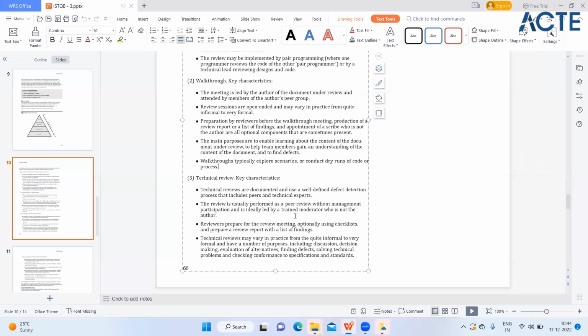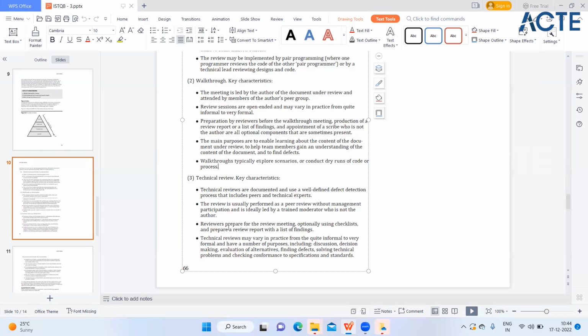So here in this technical review, mainly the review is usually performed as a peer review without management participation and is ideally led by a trained moderator who is not the author. So who's that? If it is not the author, it will always be a review leader. Okay, so they have just confused us, but we have to remember that in the technical review, a review leader will be present, who will review everything and end the process.